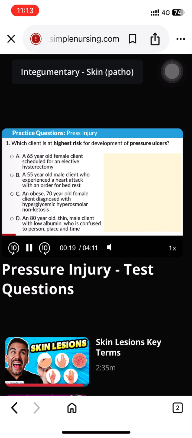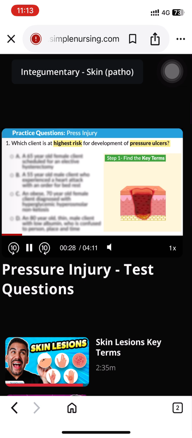Now, following the question breakdown strategy. Number 1, we always look at the key terms in the question. So the key terms are highest risk and pressure ulcer, also known as pressure injury. And number 2, think of a few things you know about those key terms.